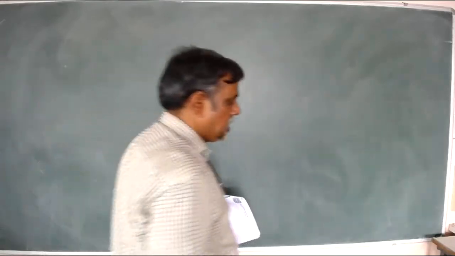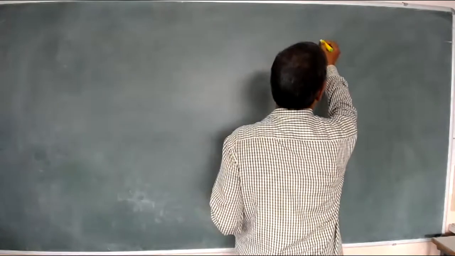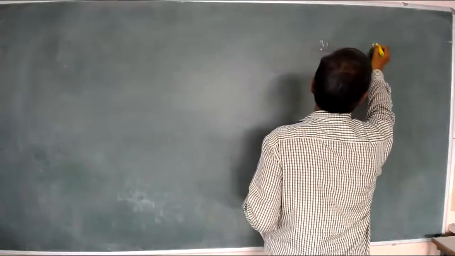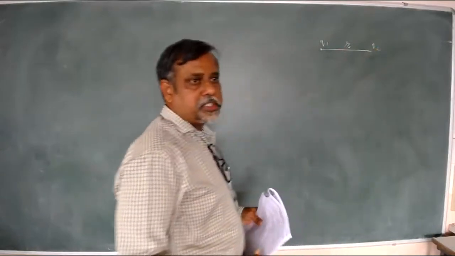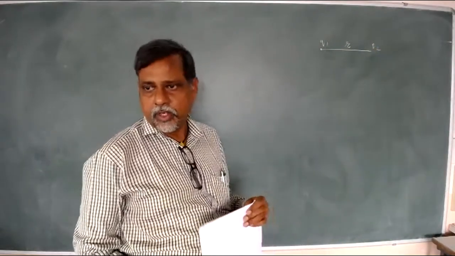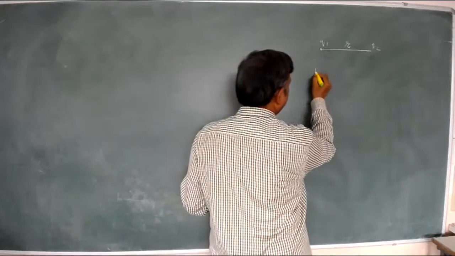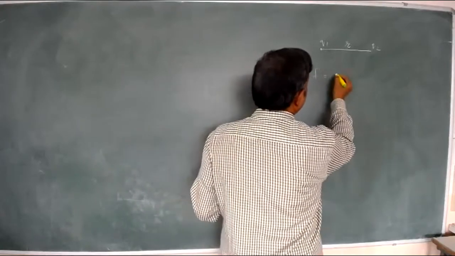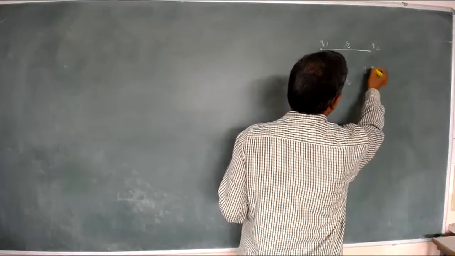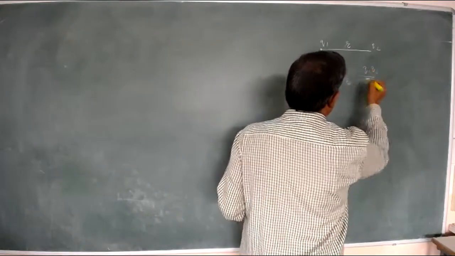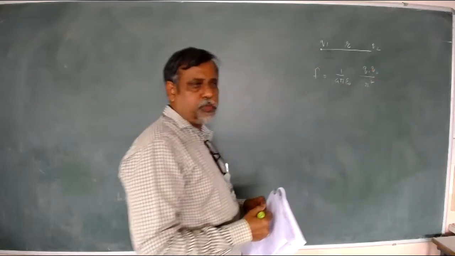So here, what's happening? There are two point charges over here. This is Q1 and this is Q2. These two are at a particular distance r. Now the force between them is 1 by 4 pi epsilon naught, Q1 Q2 by r square.